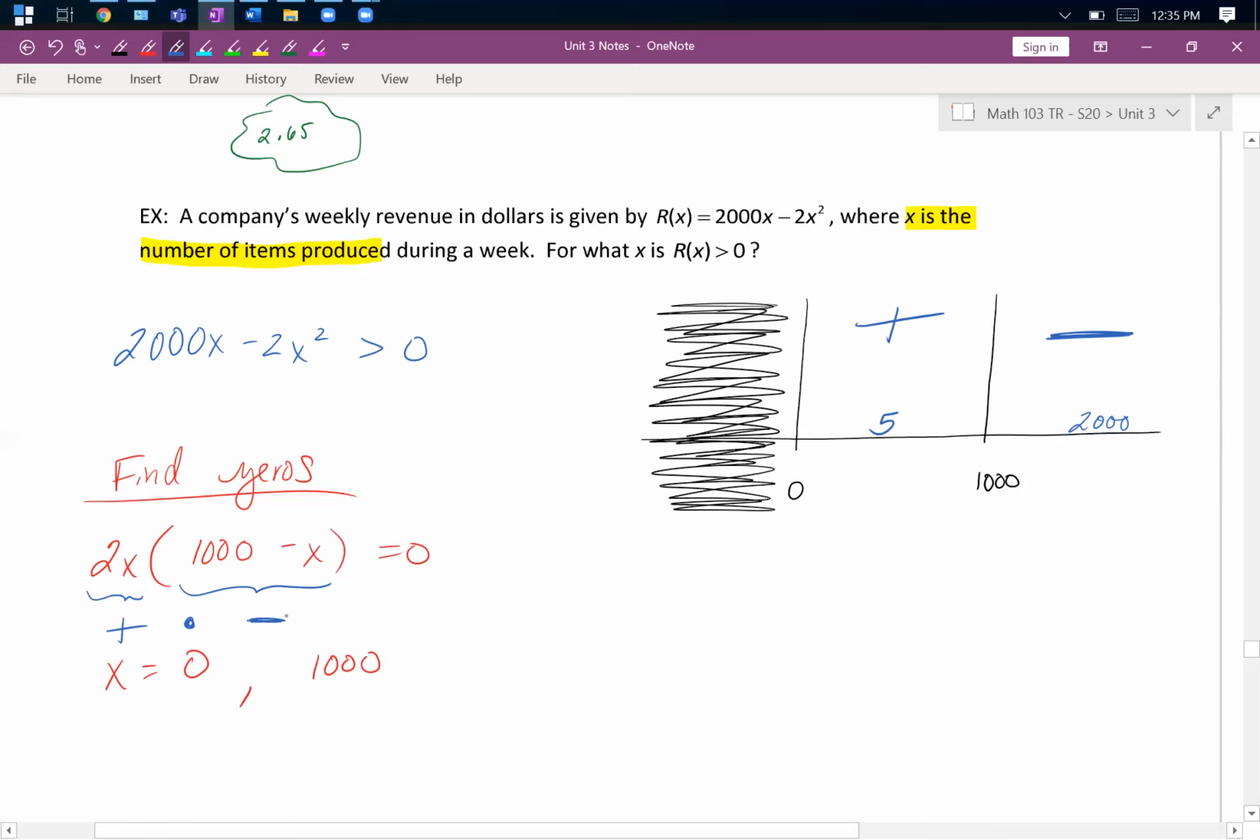Now that we've created our sign chart, we want to select the intervals that we're interested in. Since our inequality is greater than 0, that means we're looking for the positive intervals. So that's just going to be this one. And it is a strict inequality, so that means that we are not going to be including our endpoints.